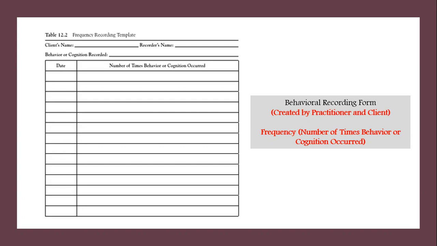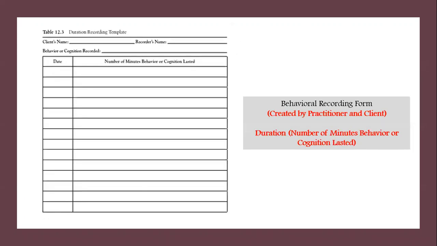And this is just an example, and this can be for any problem or outcome, right? You can tweak this for any problem or outcome that you're trying to track with your client. With this particular form, you can look at frequency, or you can look at duration, okay, so the number of minutes a particular behavior or cognition lasted. This is very similar to the first form that I just showed, except one looks at frequency and the other one looks at duration.